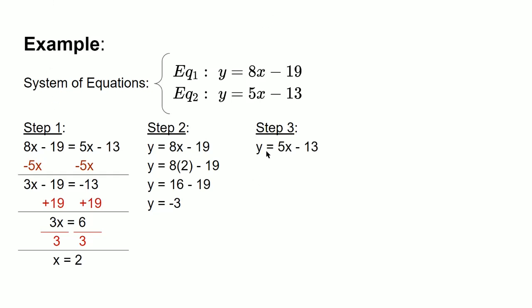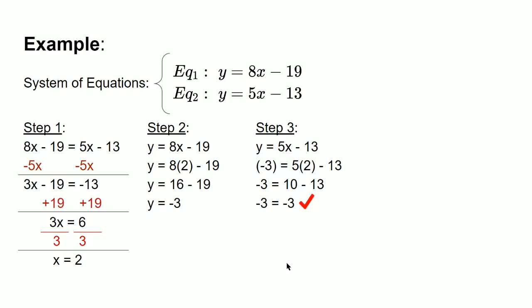So substituting in for y, we've got minus 3 equals 5 times, and then substituting in for x, we've got 2 minus 13. I have to do the multiplication before I do the subtraction. So negative 3 equals 10 minus 13. And 10 minus 13 is negative 3. And that's a true statement. Negative 3 is always equal to negative 3.